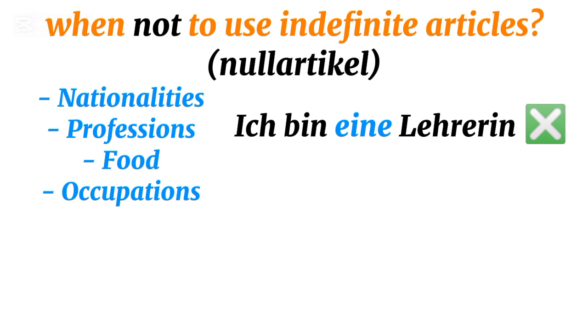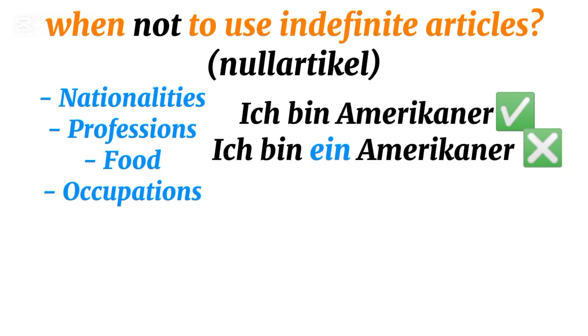Don't use articles on nationality. For example, you want to say you are American, okay? Just say ich bin Americana. Ich bin Americana. But don't add an article, may it be a definite or indefinite, and say ich bin eine Americana. No, that is wrong. Just say ich bin Americana. The same way to food, occupation, okay?